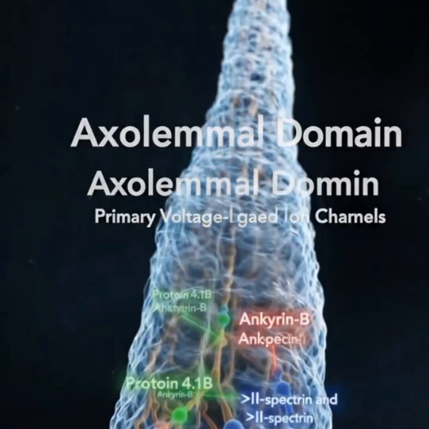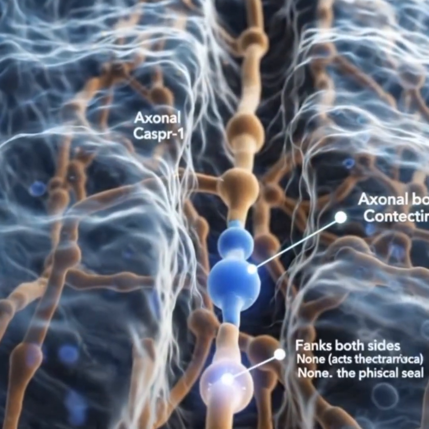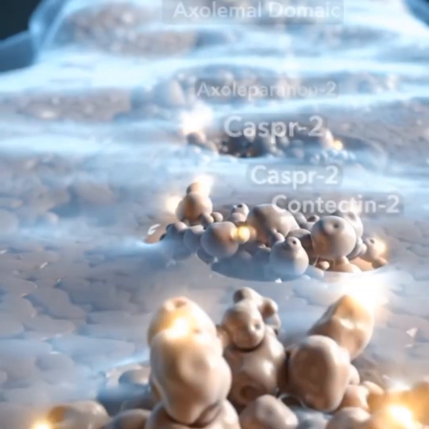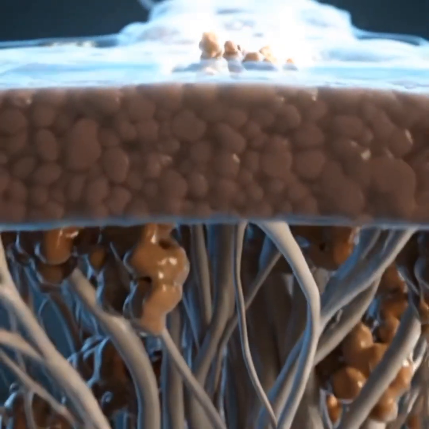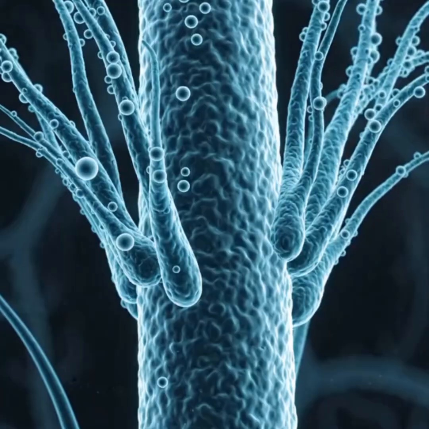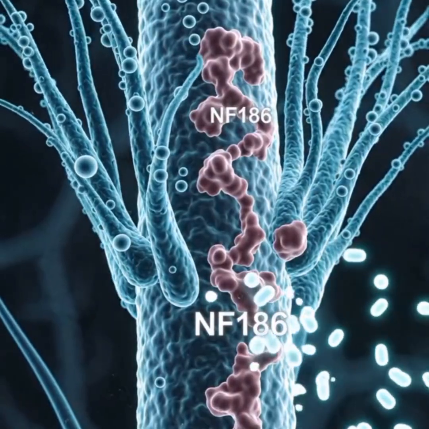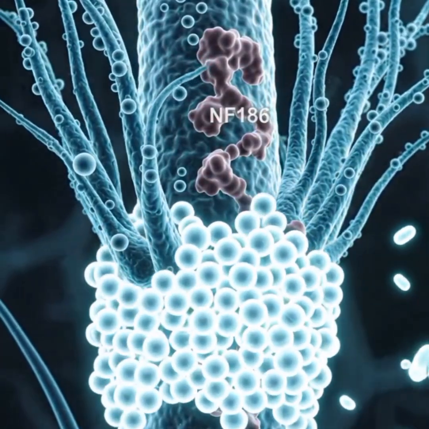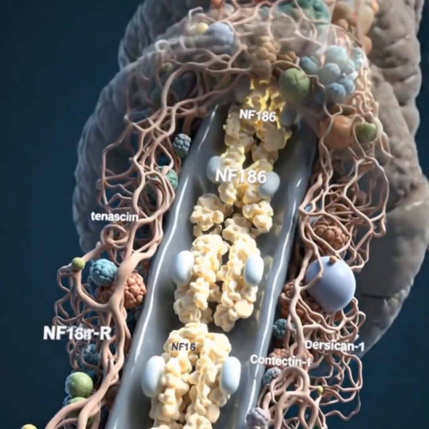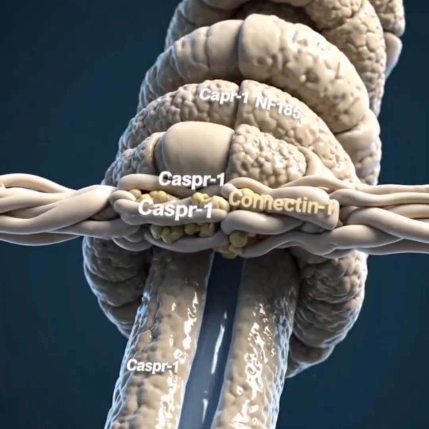The axolemmal domain includes scaffolding proteins like ankyrin B. At the paranode, key cell adhesion molecules. The node is stabilized by a specialized extracellular matrix, rich in chondroitin sulfate proteoglycans.